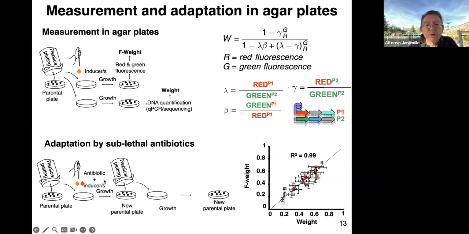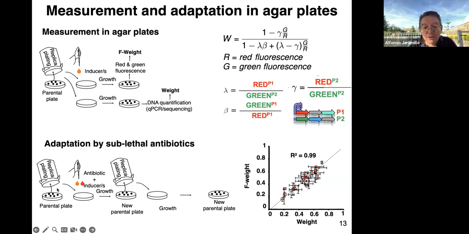When we do adaptation in liquid medium, we just put in an antibiotic and the inducers. But if you do it in a solid medium, then we again do a replica plating. The reason is that we need to stop to have a dilution. And when you do the replica plating, the cells start growing, and then they're more sensitive to the antibiotic, and you have this sublethal antibiotic taking place. So we need growth in order to do our sublethal antibiotic thing.